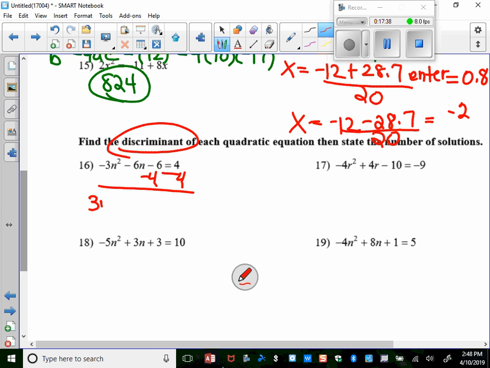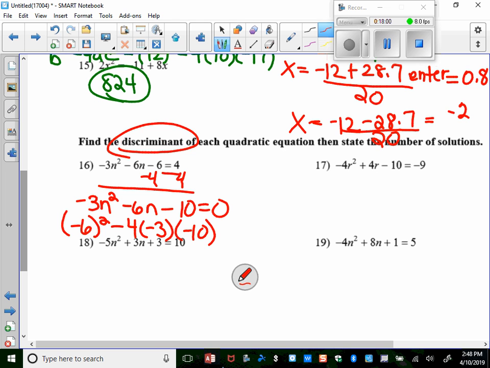And then I'll have negative 3n squared minus 6n minus 10 equals 0. Now we can do the discriminant. So b squared would be negative 6 squared minus 4 times the a term times the c term. That should come out to be a negative number. Is that right? Negative what? Give me the number. Negative 84. So you simply write no solution.